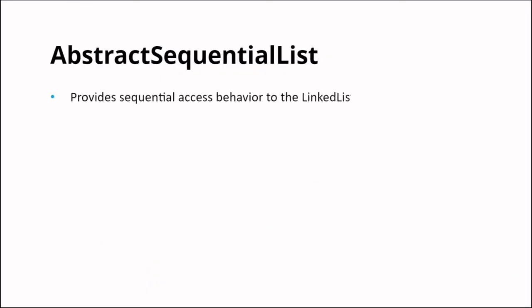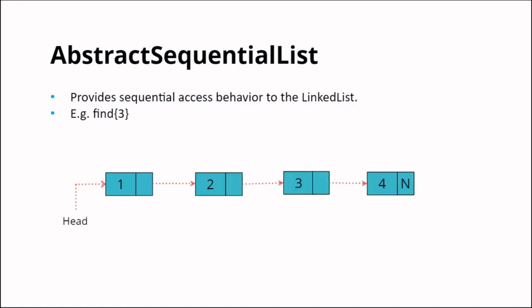This class provides sequential access behavior to the linked list, as opposed to AbstractList of ArrayList where random access behavior is provided. For example, if we want to find or access a particular element in the given linked list, we need to traverse through all the elements from the head node to the specified node. So that behavior is provided by AbstractSequentialList.